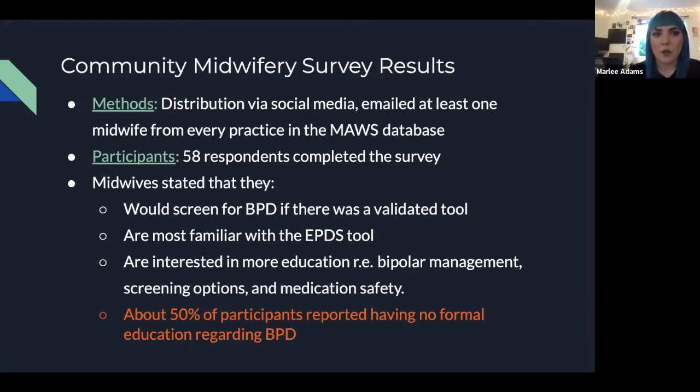And these are kind of the broader conclusions. Midwives stated that they would screen for bipolar disorder if there was a validated tool. There is, it's the MDQ, and that they are most familiar with the EPDS tool and are interested in more education about bipolar disorder management, screening options, and medication safety. 50% of participants reported having no formal education regarding bipolar disorder. This is unfortunate, and this is something that I unfortunately can relate to.